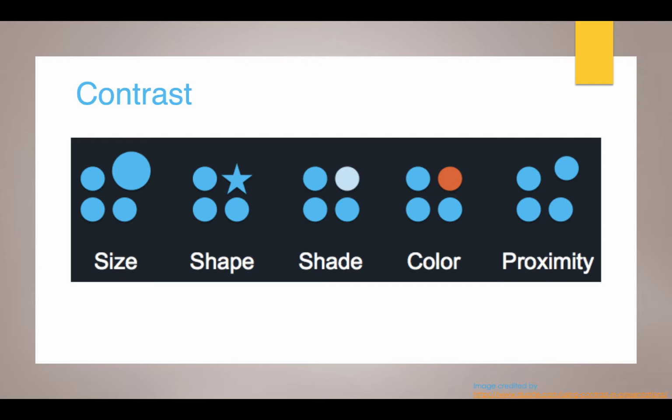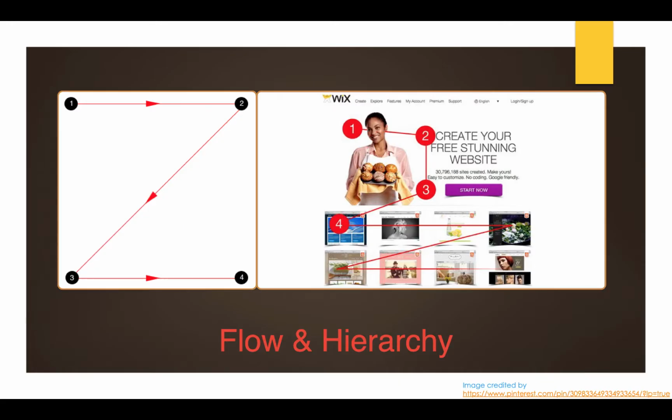To create contrast on a slide, we can have different sizes, shapes, shades, colors, or proximity. In that way, audience can identify the main point quickly. Next part is about flow and hierarchy.